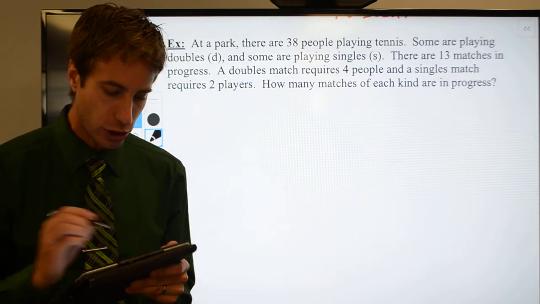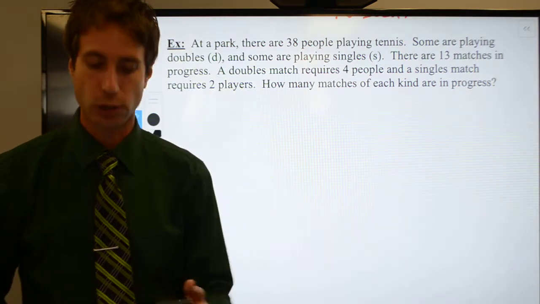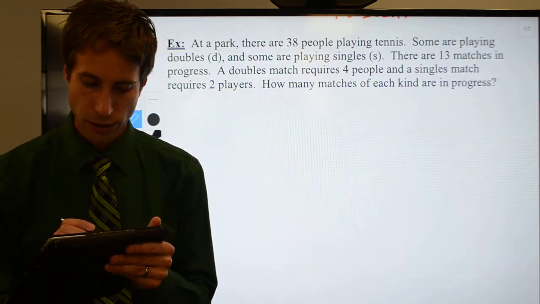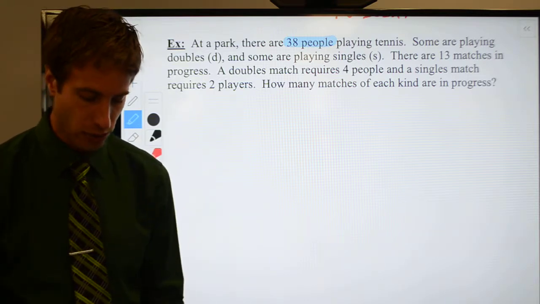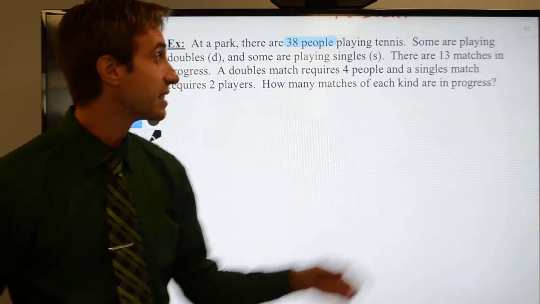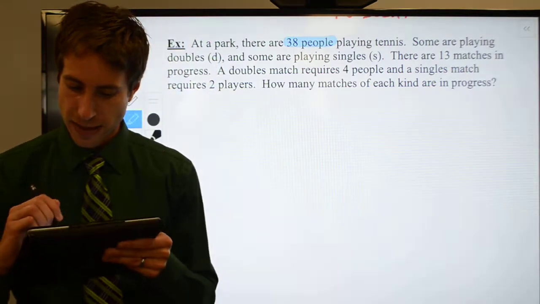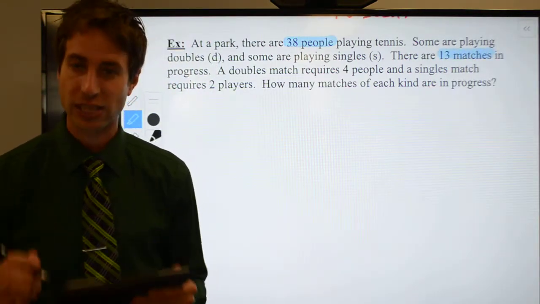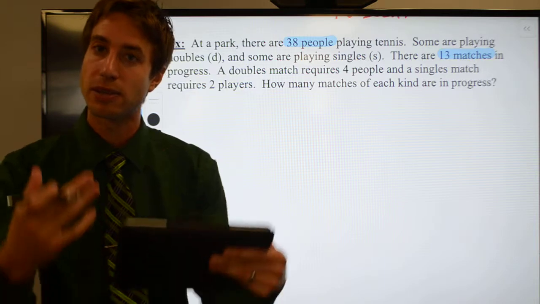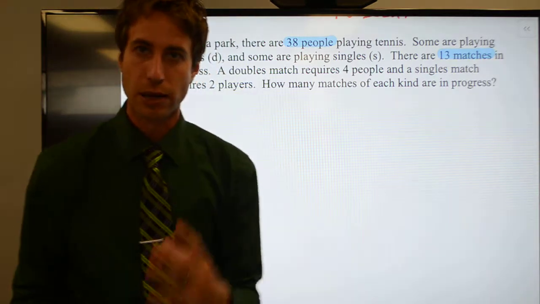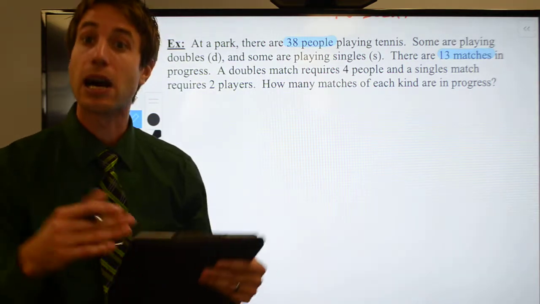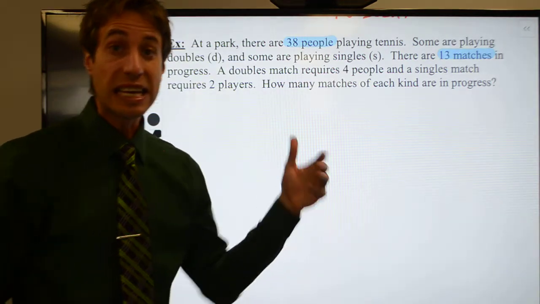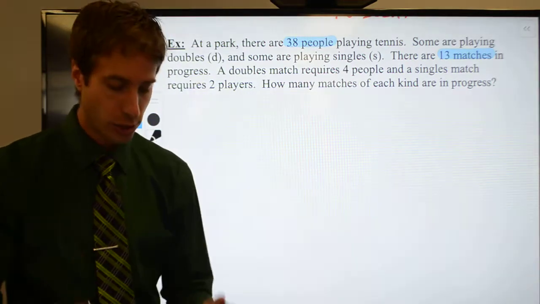And what you should do is have recognized the totals. There are 38 people playing tennis. That is one of my totals. And then the other one is that there are 13 matches currently in progress. So those are the two numbers I've given you in the problem that represent a total. You will write those numbers and then come up with an equation that gets you those two numbers.